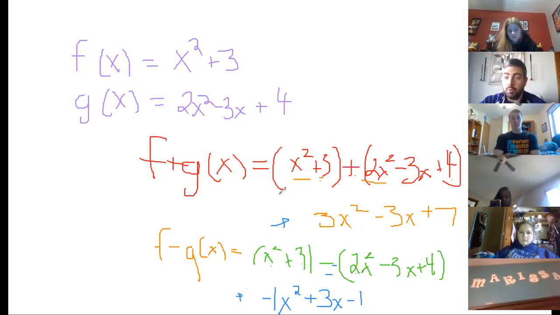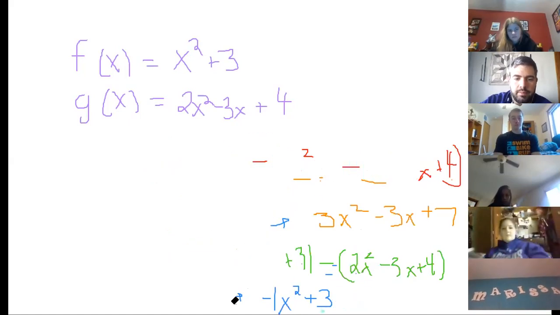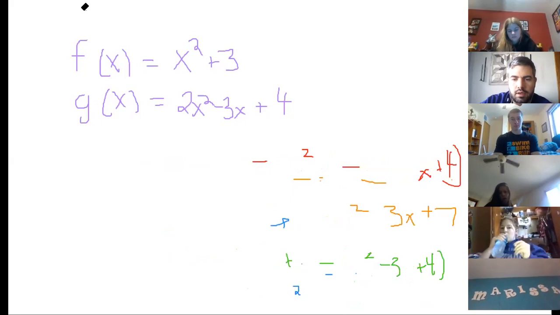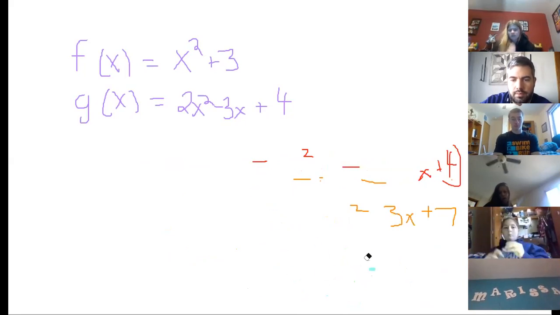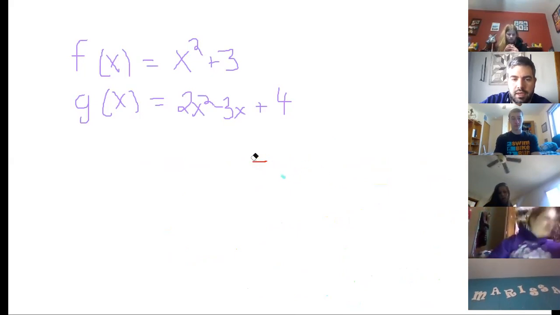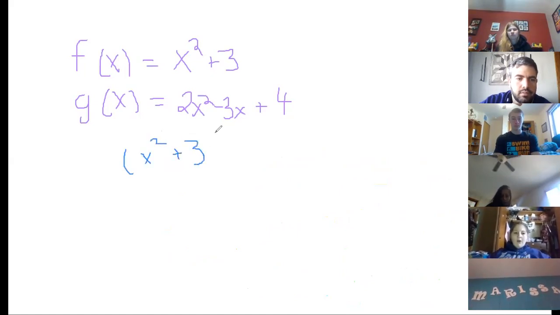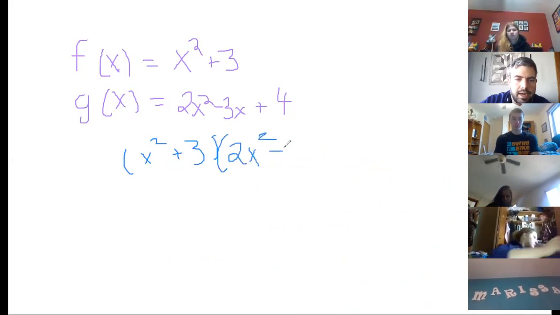So we can also multiply them, right? So we can, okay, we can multiply them. And, okay, so if we multiply them, this ends up being kind of like a FOIL problem. So you would do x squared plus 3, and then times 2x squared minus 3x, right? And then plus 4.